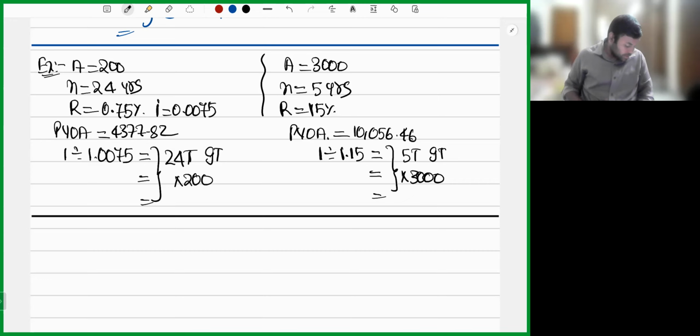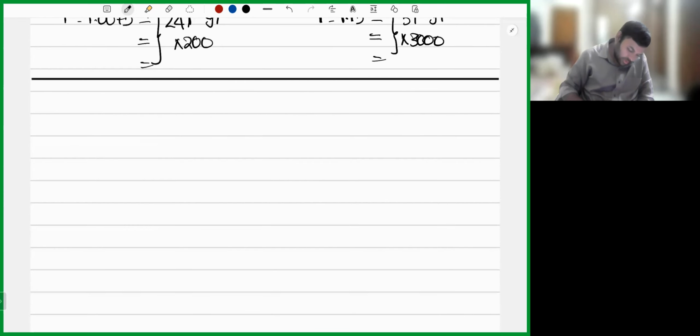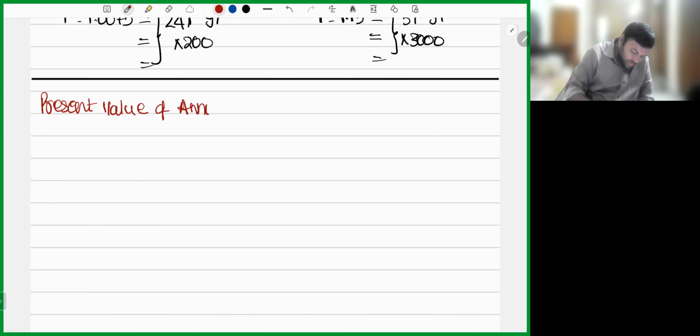Now the question comes, where will you be using present value? Many times students get confused whether to solve the sum on future value or present value. Let me tell you where you will be using present value of annuity. In the following cases, blindly you will be using present value of annuity.